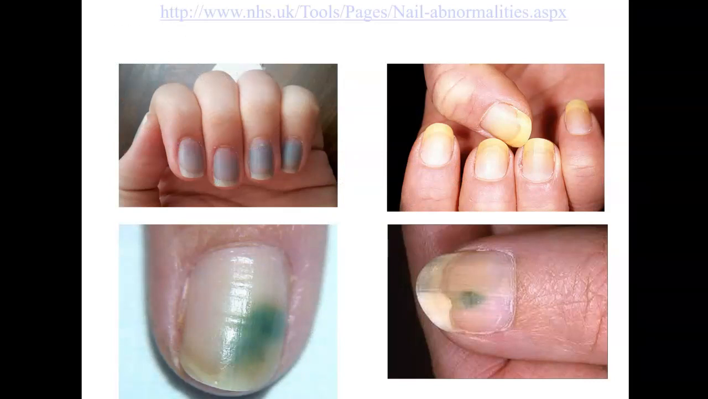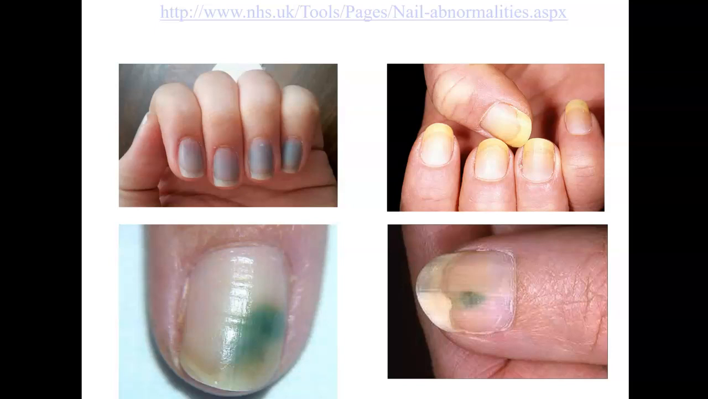So, different things that you might see with the nails. Looking at the nails where they are blue up top, that could be a form of cyanosis. That could be due to needing more oxygenated blood in the bloodstream. It could be because you're very cold. It could be due to different types of anemia.